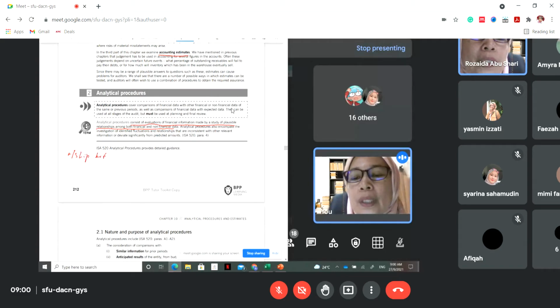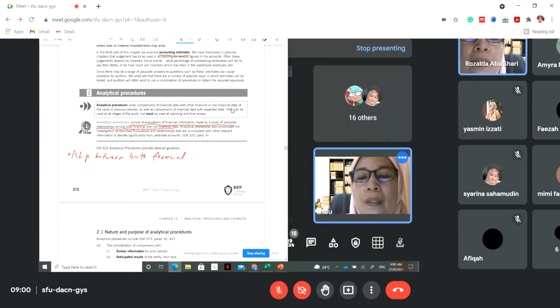between both financial and non-financial data. Analytical procedures also encompass the investigation of identified fluctuations and relationships that are inconsistent with other relevant information or deviate significantly from predicted amounts.